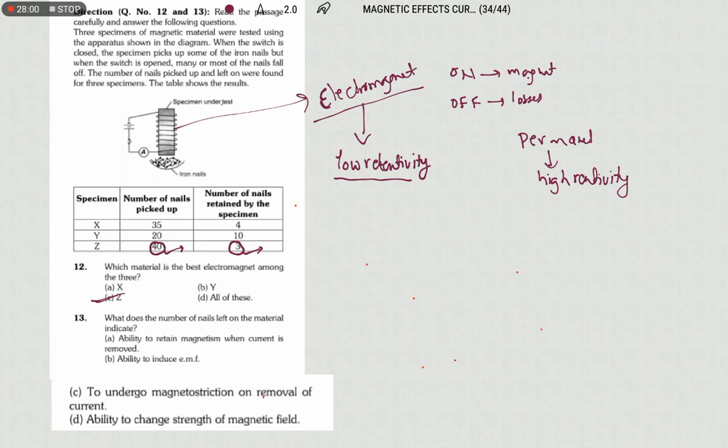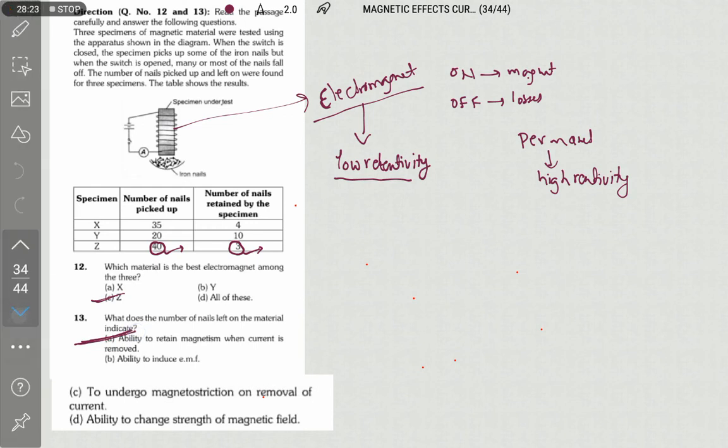Next, what does the number of nails left on the magnetic material indicate? The number of nails left on the material indicates its ability to retain the magnetism when the current is removed. That is, it explains the retentivity of the magnetic material. Okay, let us see the next one.